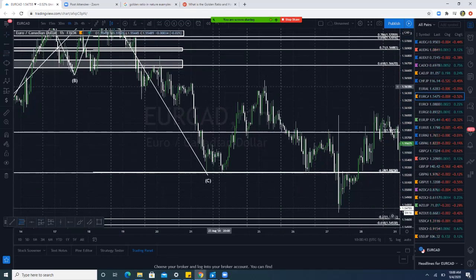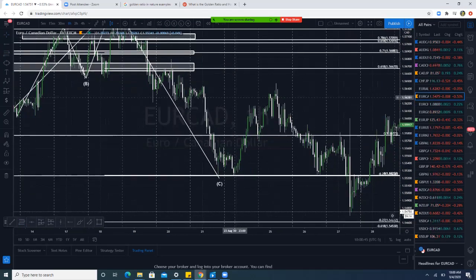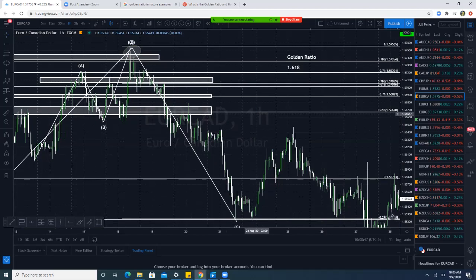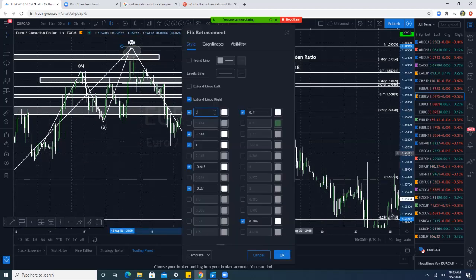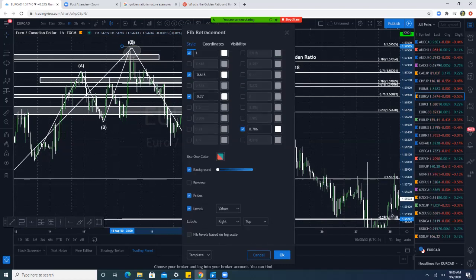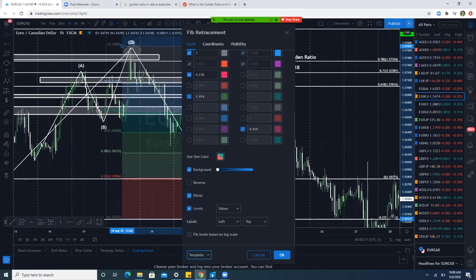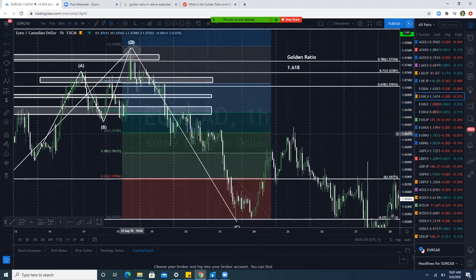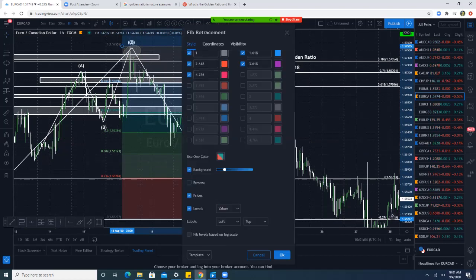There we go. Bring this Fibonacci here, and then let me change it back to the way I had it. So defaults here. One second. All right. Those.